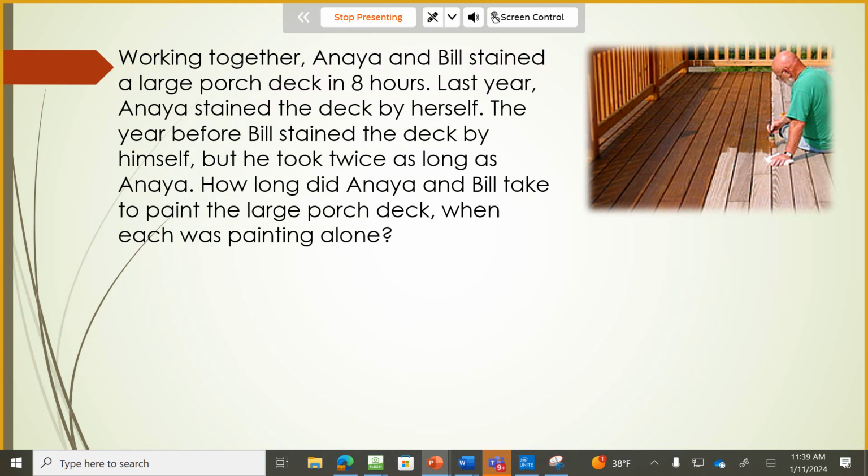Working together, Anaya and Bill stained a large porch deck in 8 hours. So together they can do it in 8 hours. Oops, oh my goodness. Together they can do it in 8 hours. Let me get this. Together 8 hours.